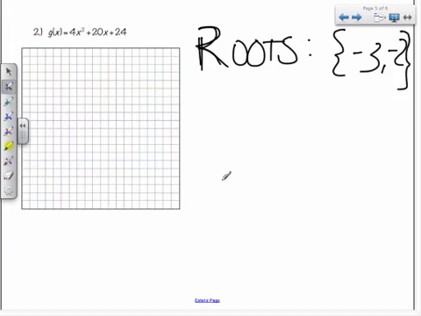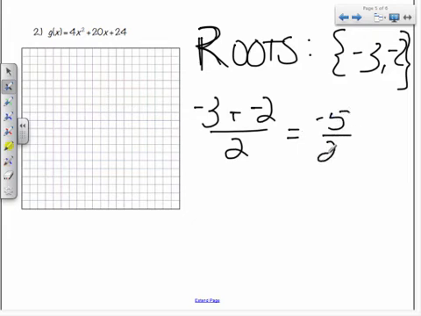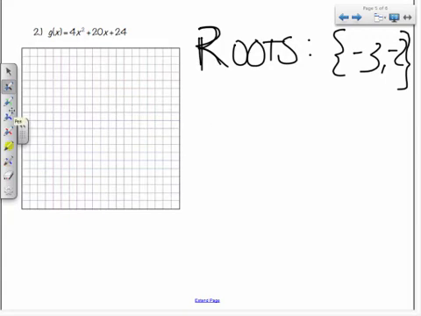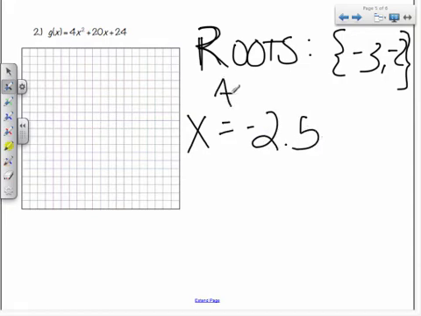so I'm going to find the average. So I'm just going to figure out what -3 plus -2 is, cut that in half, so I end up getting -5 over 2, so I end up getting -2.5. Okay, so that means that the axis of symmetry is going to be -2.5. You could have also found that using x equals -b over 2a. So that means that the next key piece of information that I have is that x equals -2.5 is my axis of symmetry.